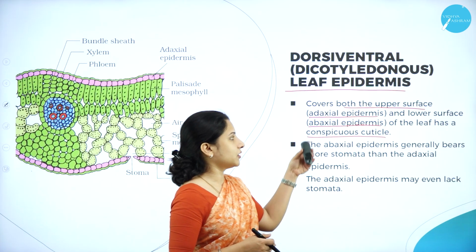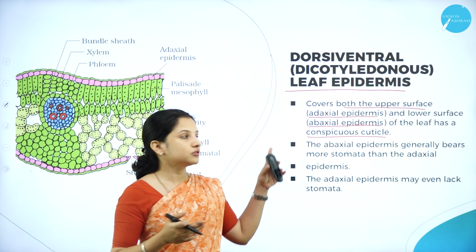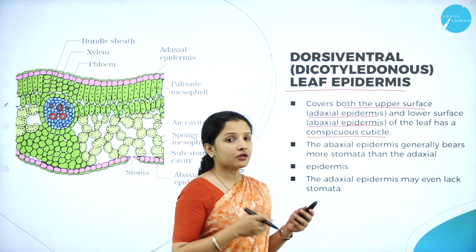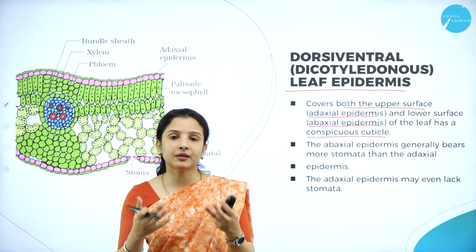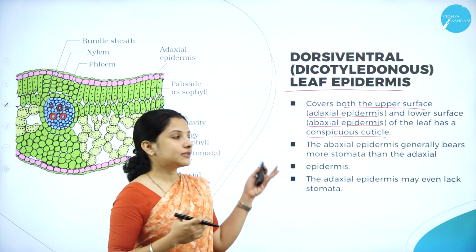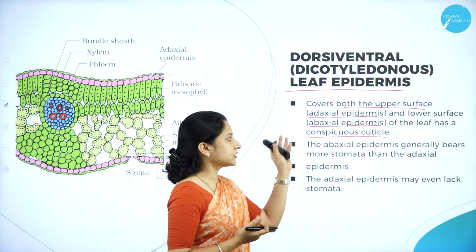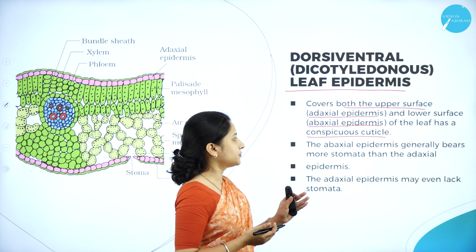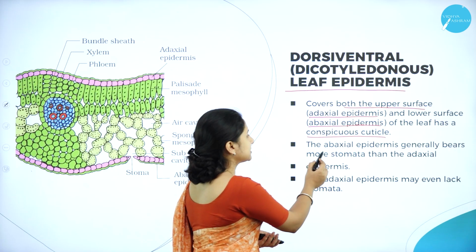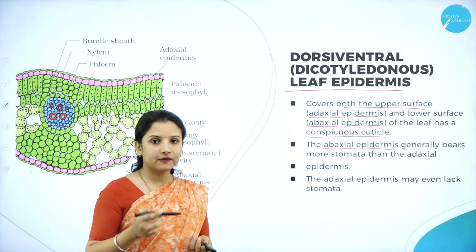So the cuticle is one of the protective layers present above the epidermis. This cuticle is conspicuous, that is, it is visible. Conspicuous means something that is visible. Inconspicuous means which is not visible. So it is evident. You can see it easily on the leaf. Therefore, it is a conspicuous cuticle that is present. And the abaxial epidermis, what is it? It is the epidermis present at the ventral surface or the lower surface of the leaf.